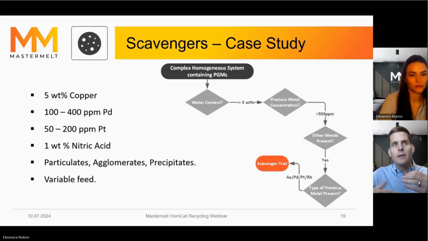So we really had to look at this at the broad spectrum and then really have open eyes in how we're going to process from batch to batch. If we just revert back to the document I was showing you earlier and the diagram of how we make our decision, the water content here was greater than 5%. The metals weren't varied and less than 500 ppm. So naturally here, a scavenger trial was the ideal scenario. And actually it worked out really well. We screened a number of scavengers along the way, and the ones we came to in the end did a great job in recovering the platinum and the palladium.